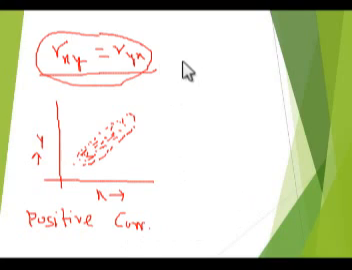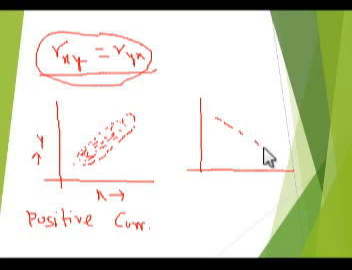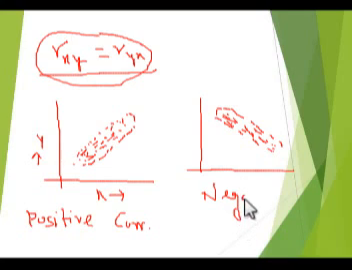And if the data is scattered in this way, you can move this in this way. If the data is scattered probably in this way, then you will get negative correlation. These data are important.